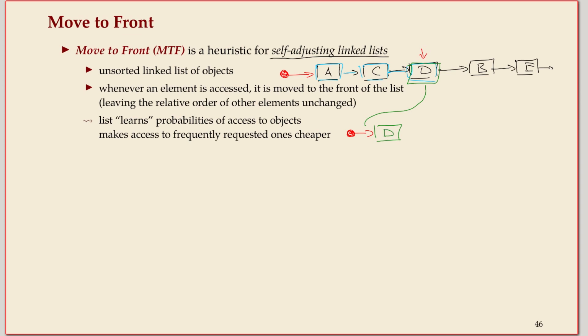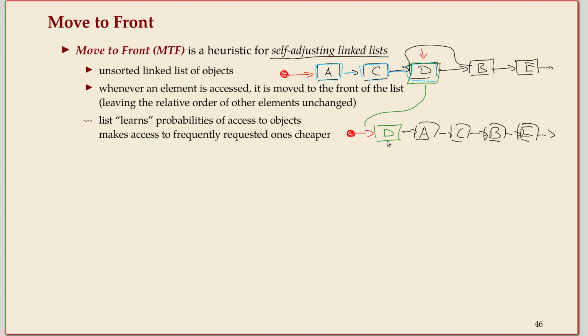And the rest of the list I just keep unchanged. So this one will connect here. And then I will have A, C, B, E in the same order they occurred before. That's the idea behind move to front. Whenever I access an element, whenever I need a certain element, I make sure that after the access, it's the first one in the list.